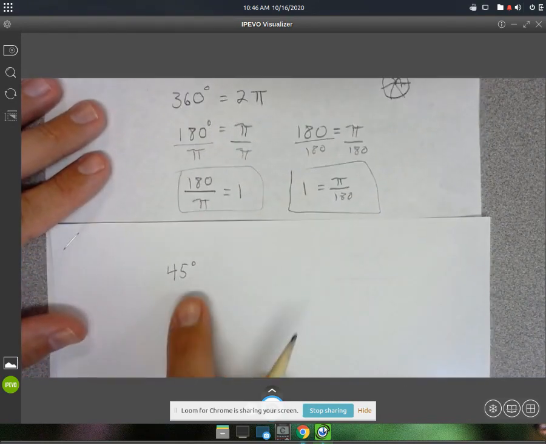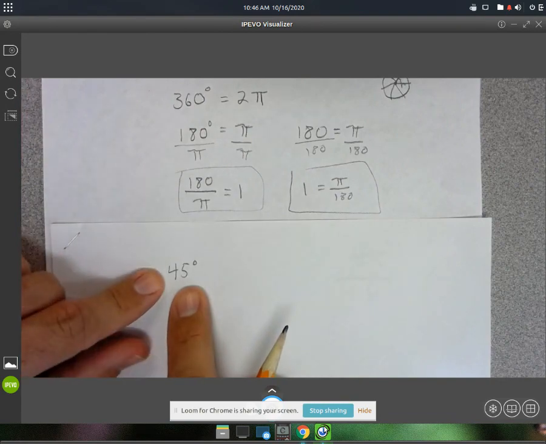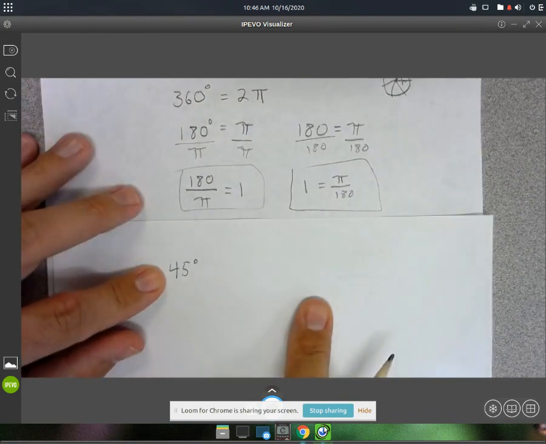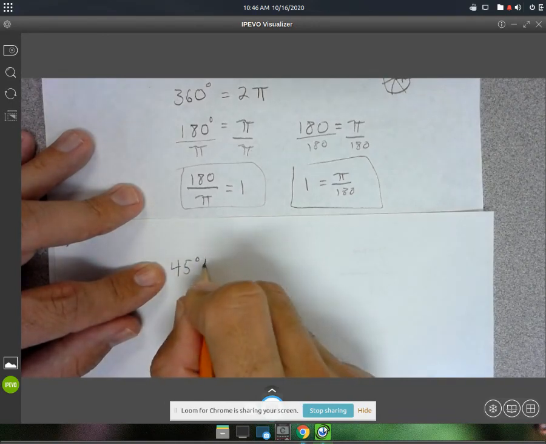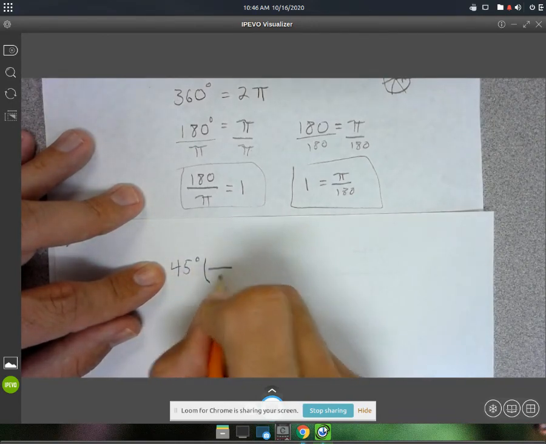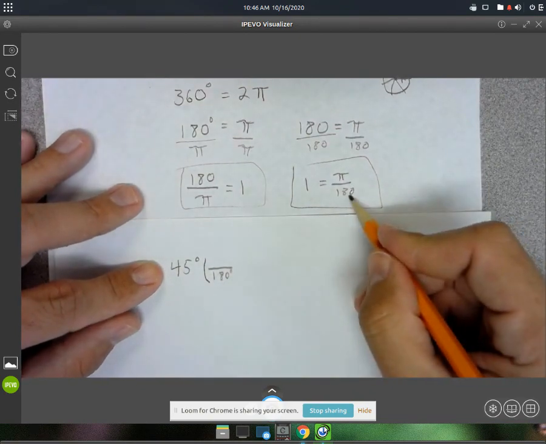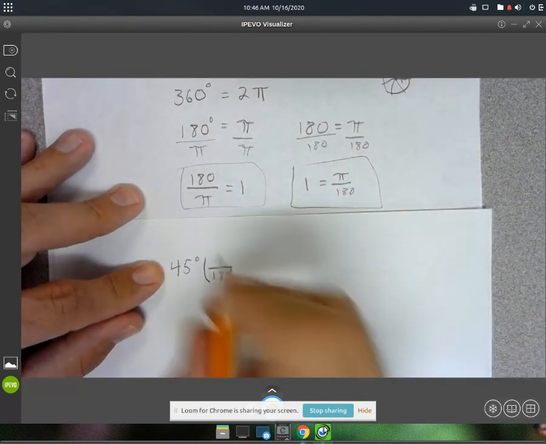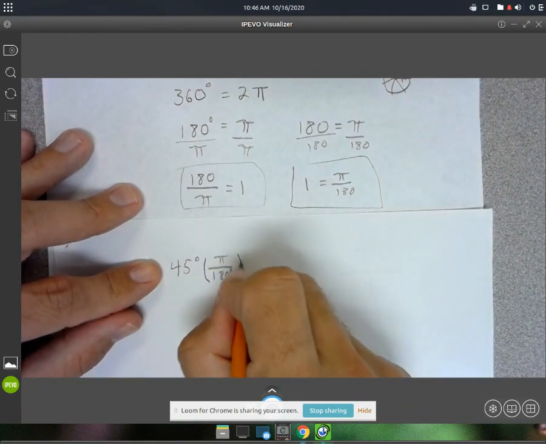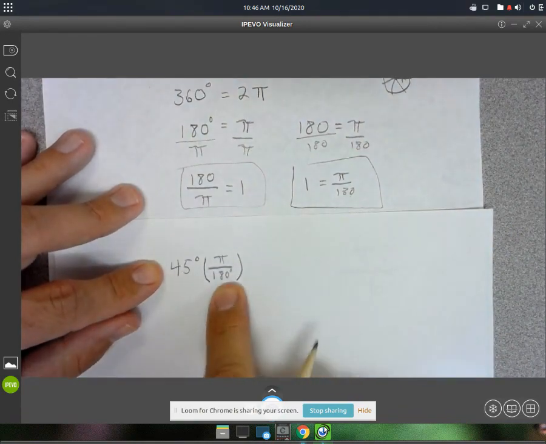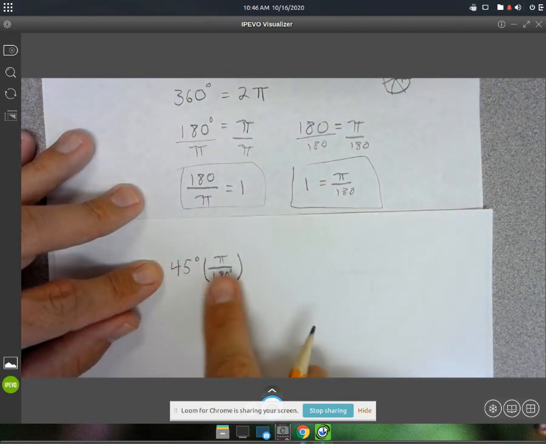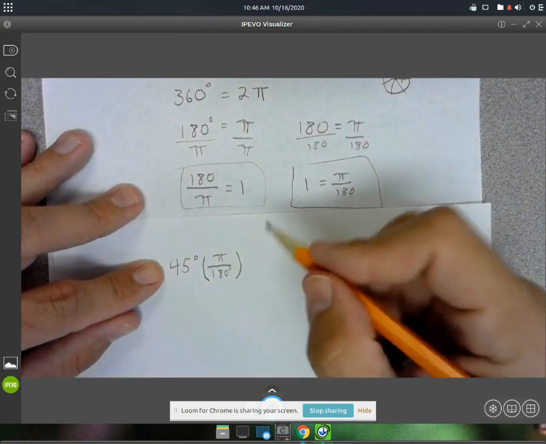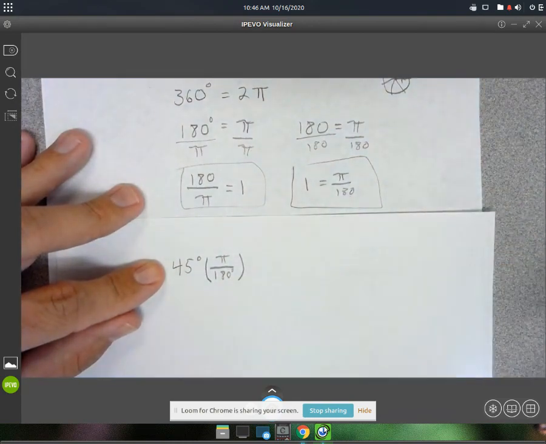So in this one, we're going to convert 45 degrees into radians. Since we have 45 degrees, we want to cancel those degrees. So we need the 180 degrees in the bottom here and pi on top. This thing is equal to 1. That's what it says here. That's why we're allowed to multiply by this. And it's just going to cancel those degrees out and leave it in terms of pi or radians.